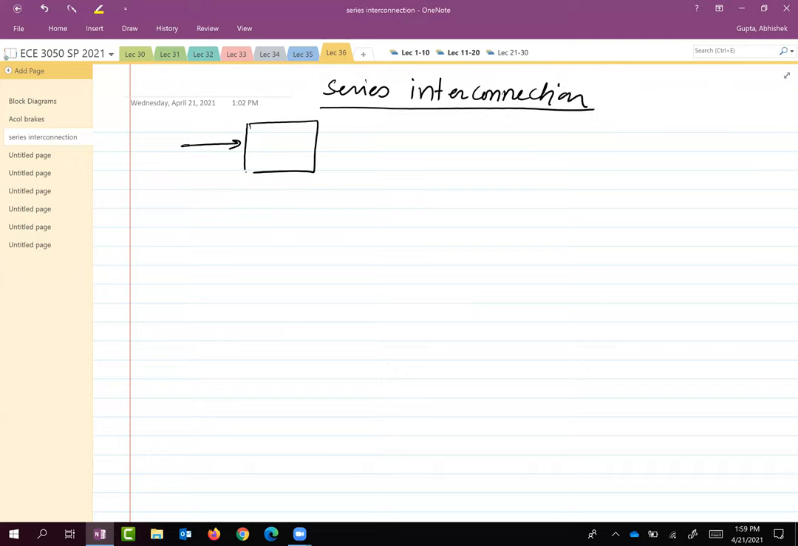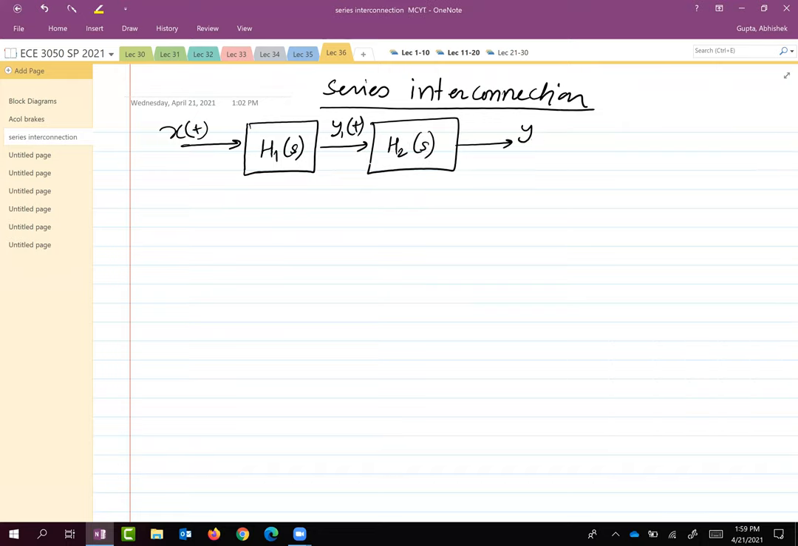First, which is a simple, and let's consider continuous time. So I have the input x of t, I have y1 of t coming out from the first system, goes into the second system, and I get y of t.